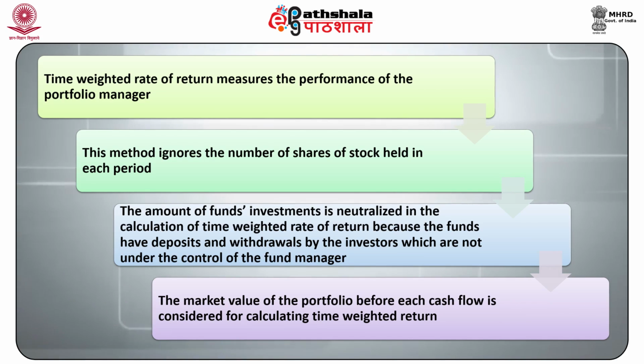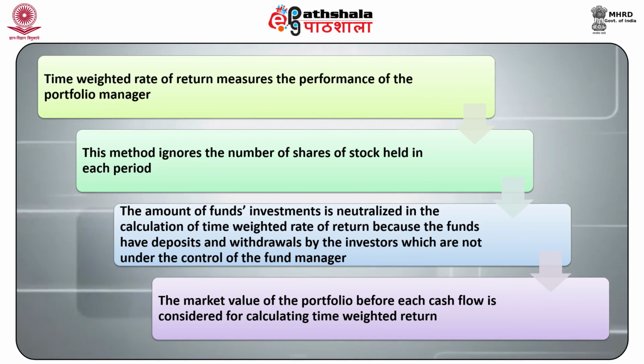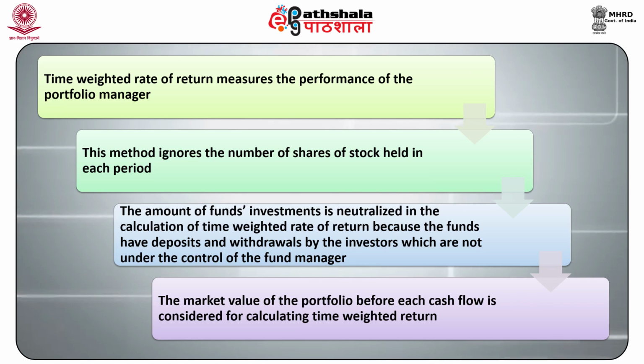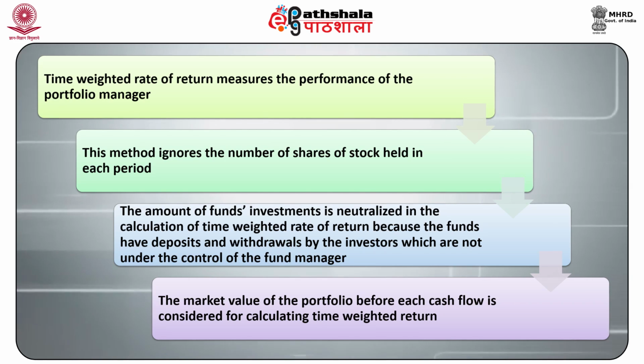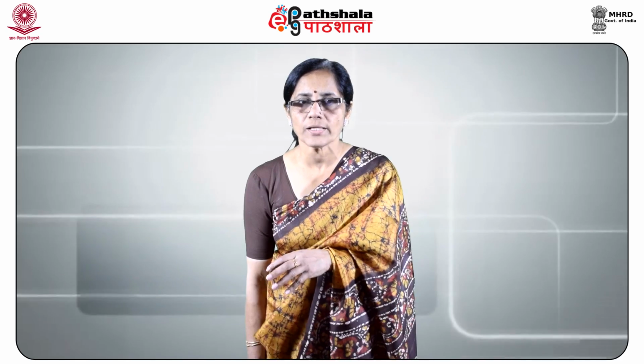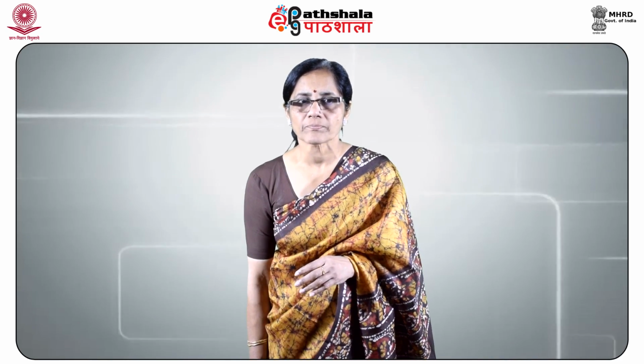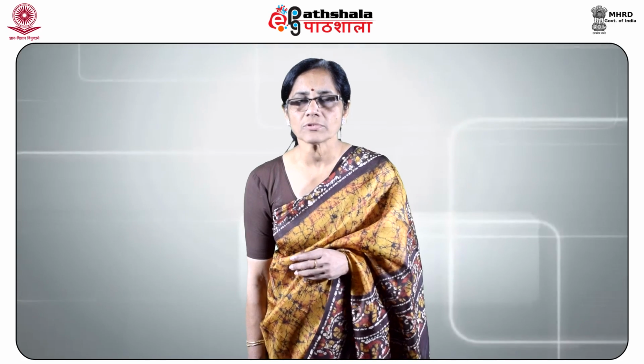The second method is the time weighted rate of return. Time weighted rate of return measures the performance of the portfolio manager. This method ignores the number of shares of stock held in each period. The amount of funds invested is neutralized in the calculation of time weighted rate of return because the funds have deposits and withdrawals by the investors which are not under the control of the fund manager. The market value of the portfolio before each cash flow is considered for calculating time weighted return. This measure considers only the period by period return without taking into account the amount invested in the stock in each period.